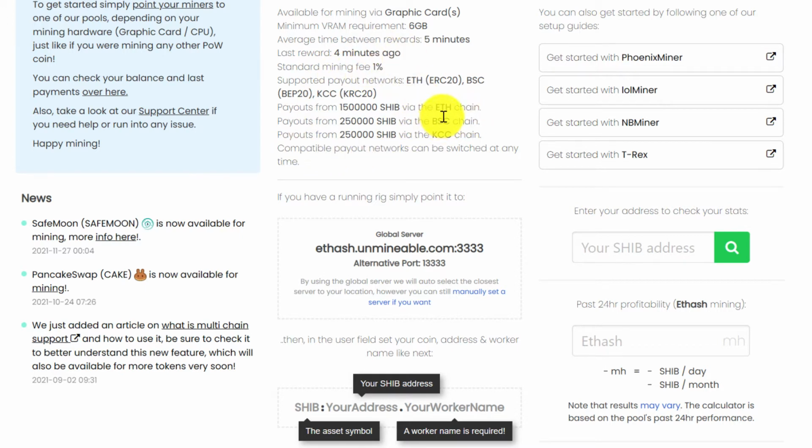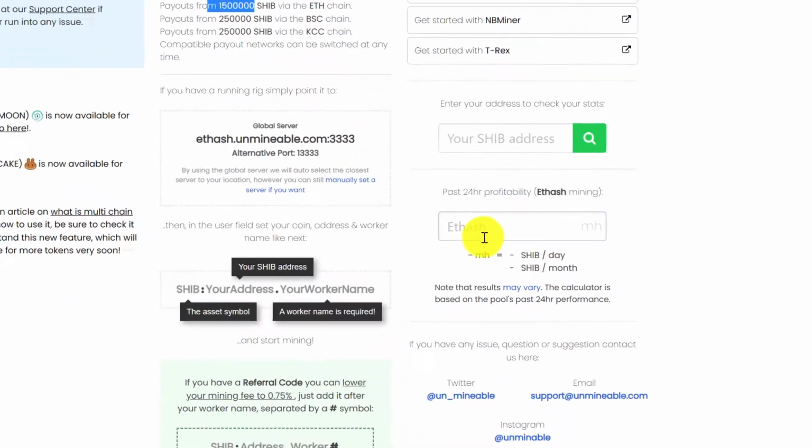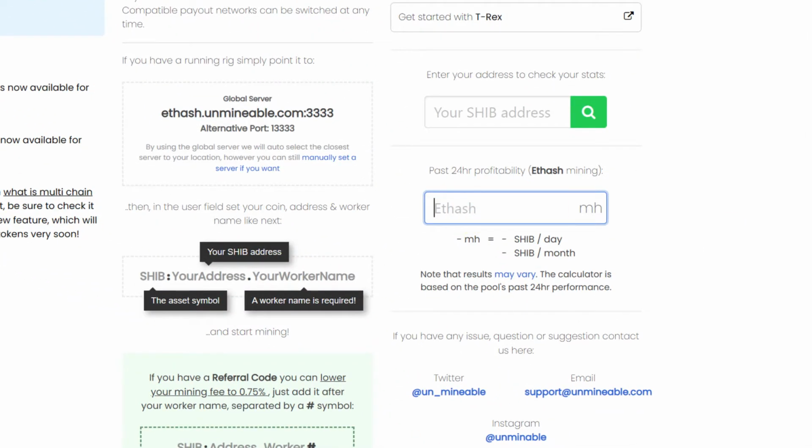I started off with an Ethereum wallet, so I had no choice. I was on 1.5 million. It was going to take me a long time with my CPUs to get to that 1.5 million mark. Once I got the RTX 3090, it mines about 120 megahash on Ethereum.